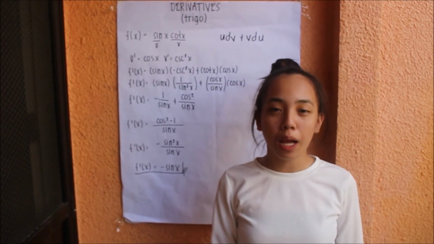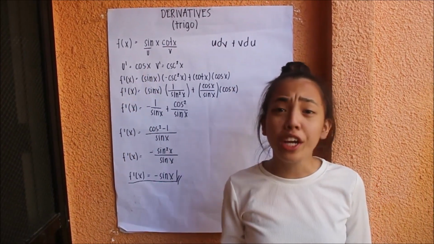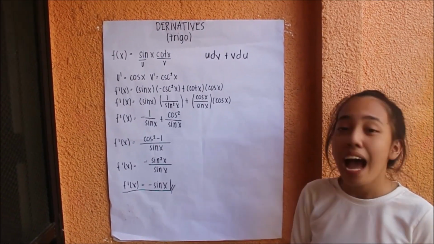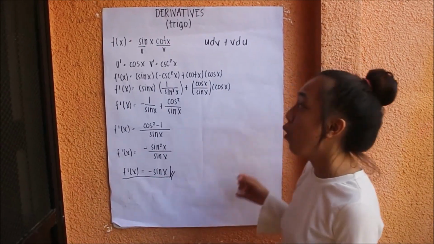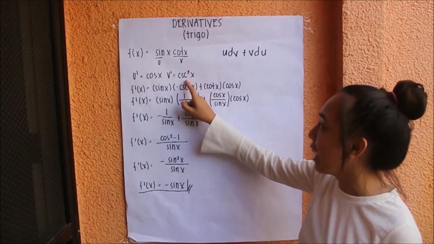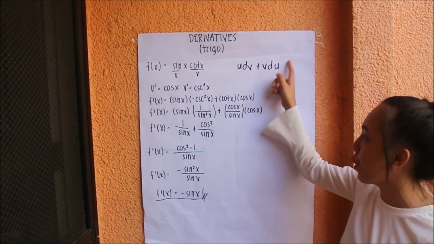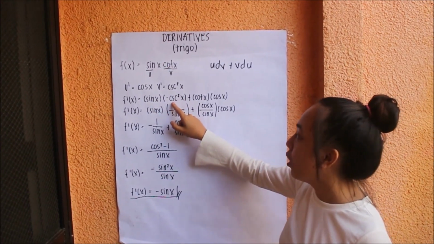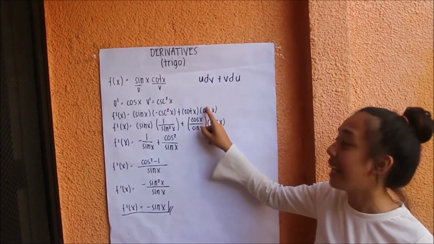So for our last example, we have f of x is equal to sine x cotangent x. So we are going to use the formula u dv plus v du. After that, we are going to find the derivative of u and v. So we have the derivative of u, cosine x, and the derivative of v, negative cosecant squared x. After that, we are going to follow this formula. So we have u, the sine x times negative cosecant squared x plus cotangent x times cosine x.